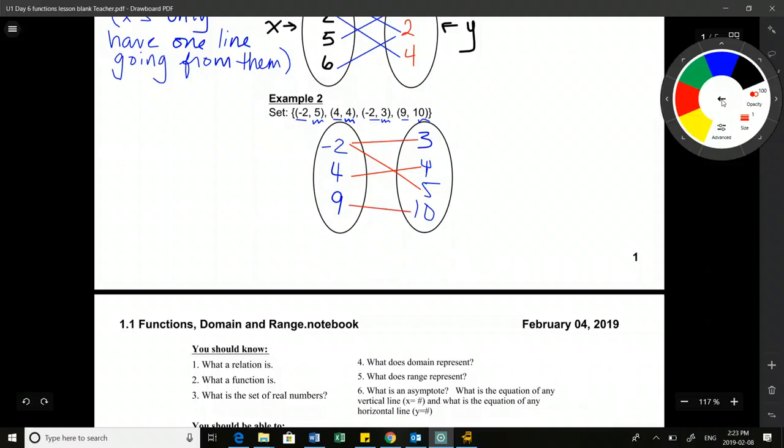Okay, so now if we look at the lines that are going from each of the x coordinates, we only want one line to be going from each of the x coordinates. Do we have that? No. Okay, so we can see here that this -2 is mapped to 3 and also 5. It's still a relation, right? It's a set of data, but it's not a function. So it's just a set of data, but it can't be further classified into a function.